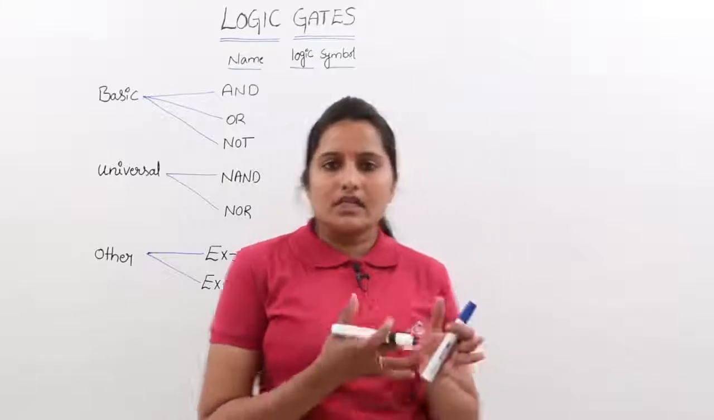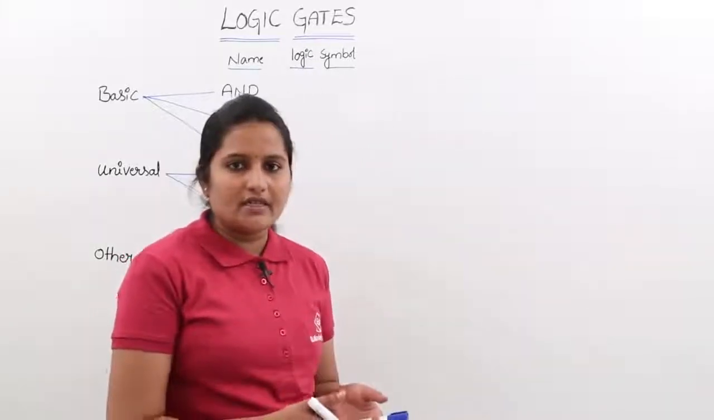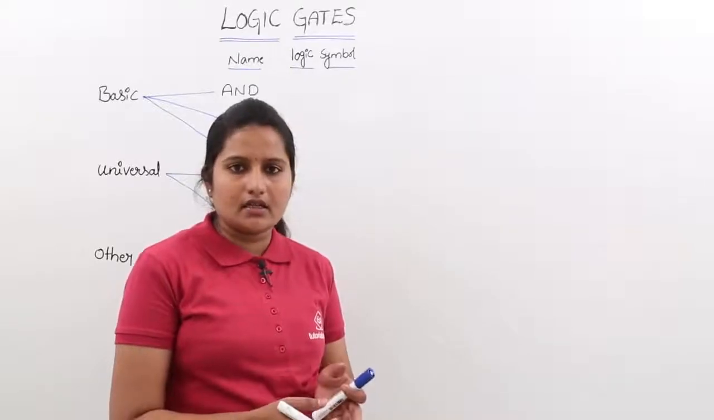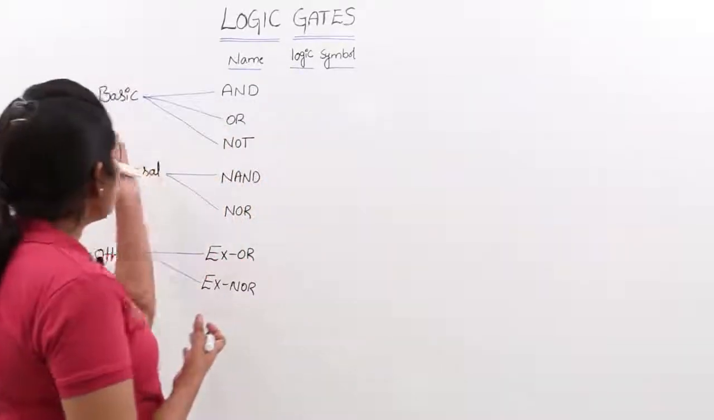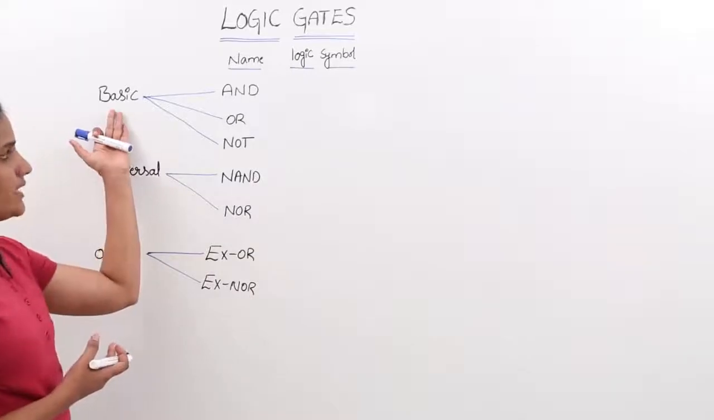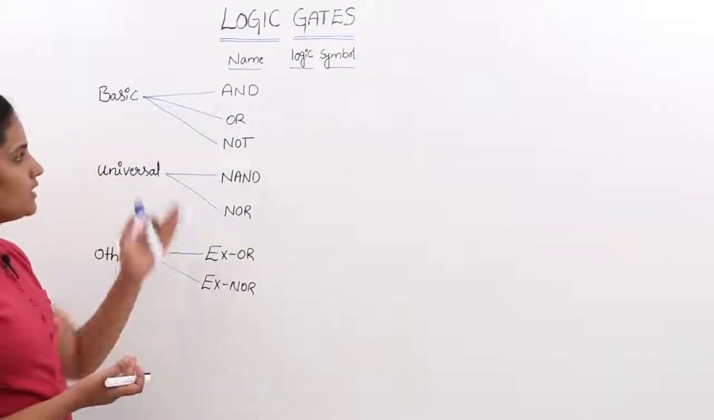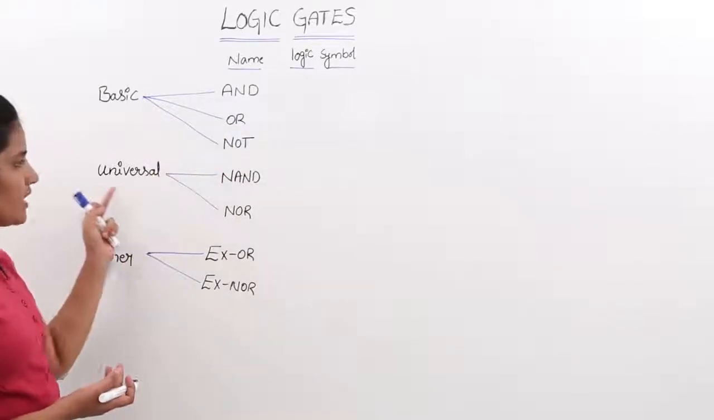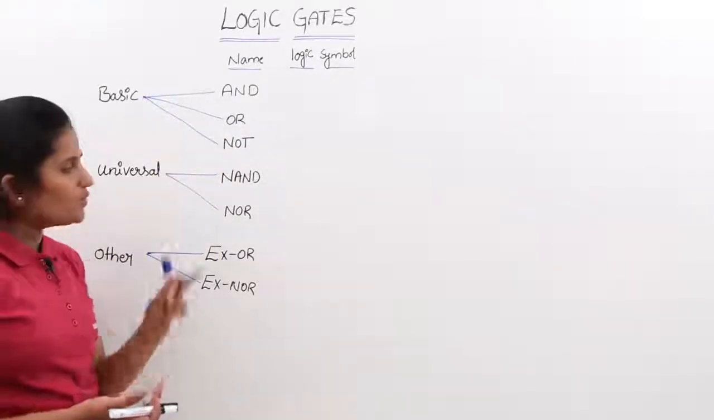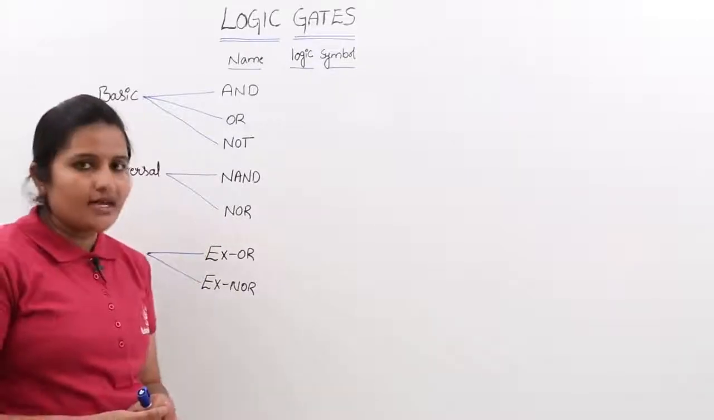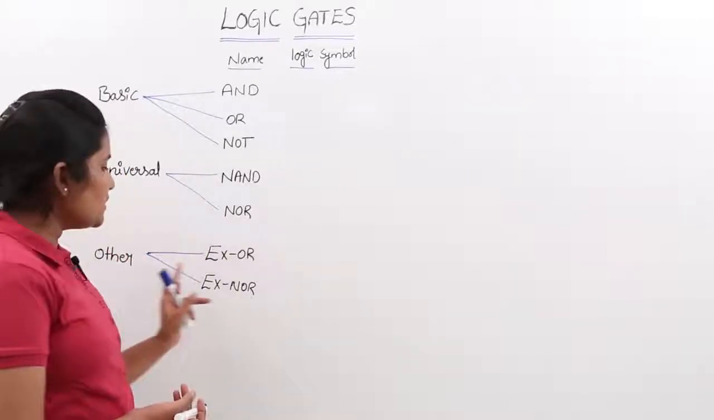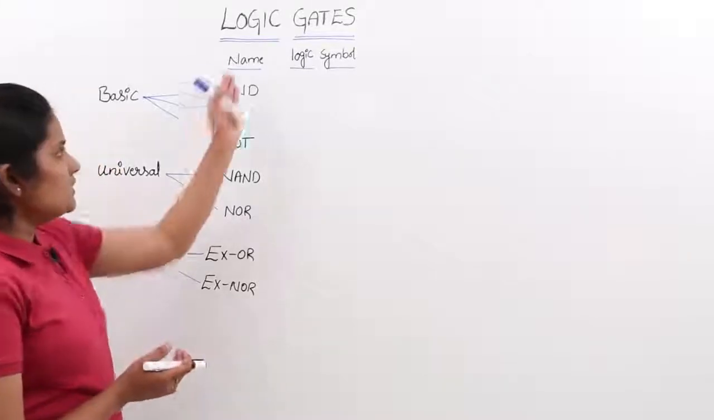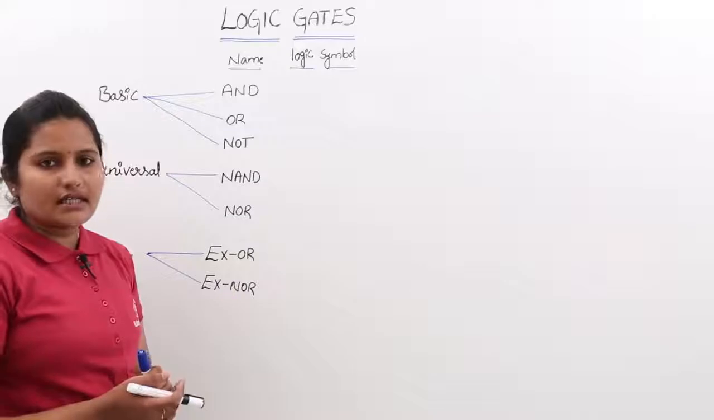Now we will look into how many types of gates there are, what the basic logic gates are, and whether there are any other gates. Let us see here. We have 3 basic gates: AND gate, OR gate and NOT gate, and we have 2 universal gates. Those 2 universal gates are NAND gate and NOR gate, and we have 2 other gates, XOR and XNOR. These are the names of the logic gates.